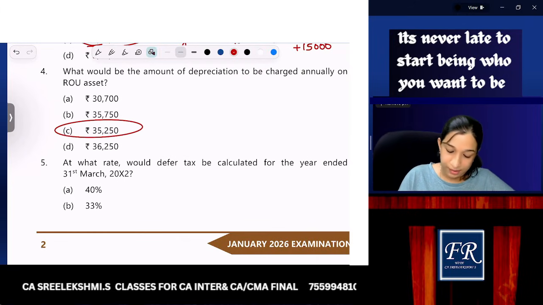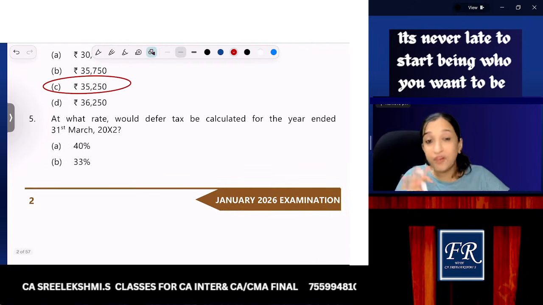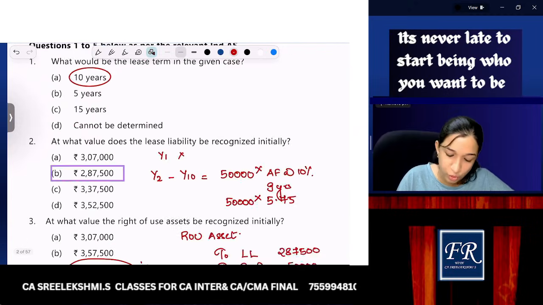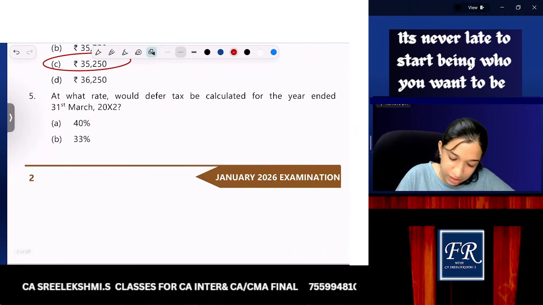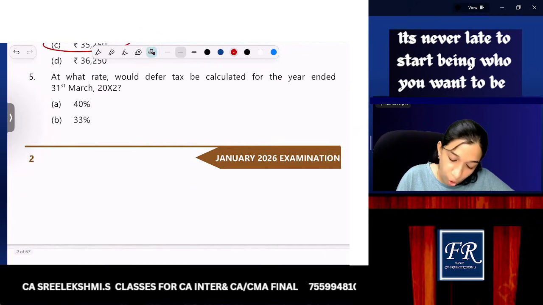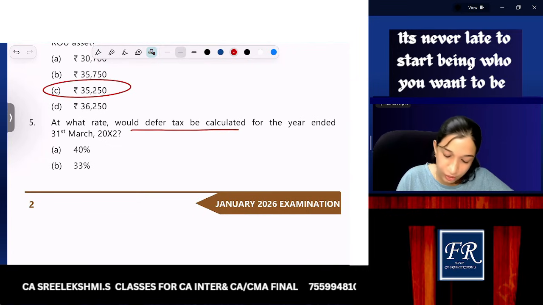Yes. Now at what rate deferred tax? Deferred tax information we have not read. Let's go and read. But what is the question? At what rate would deferred tax be calculated?